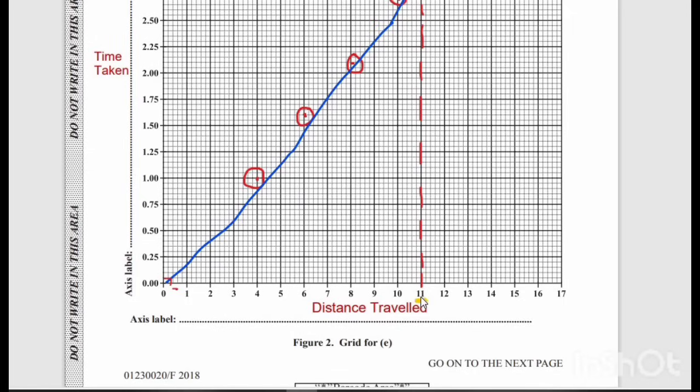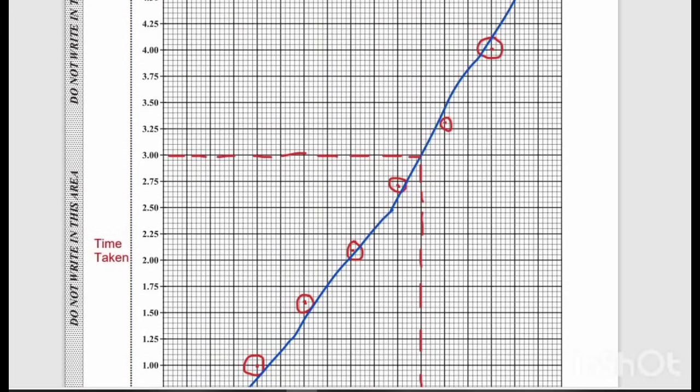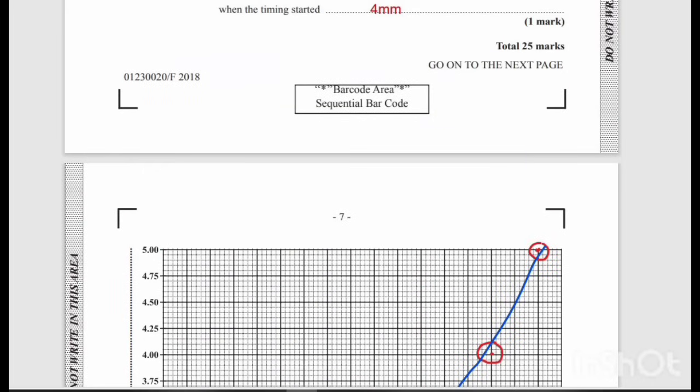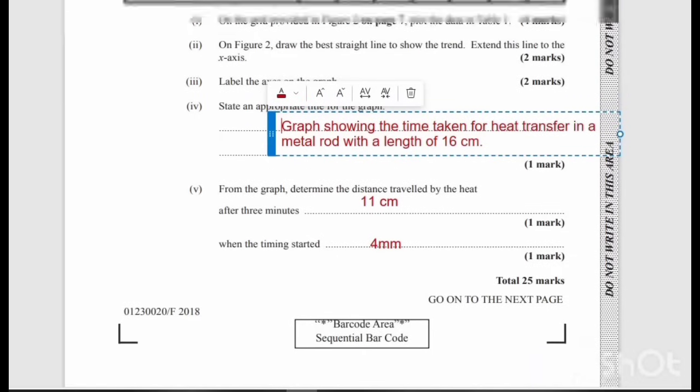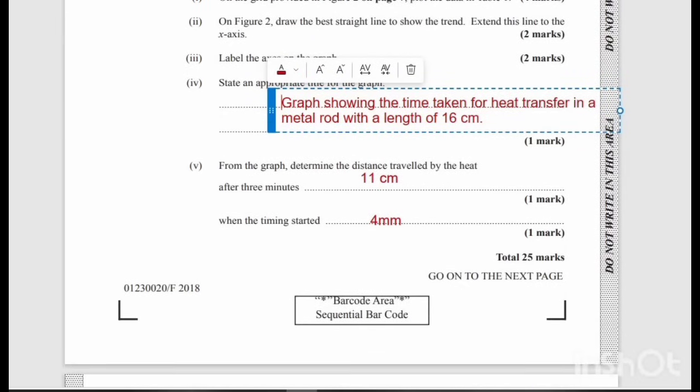So guys, whenever they give you a piece of data and they ask you to use your graph, you're going to find that piece of data, bring it out to your line of best fit, and see where the other piece of data would coincide with what you would have had.